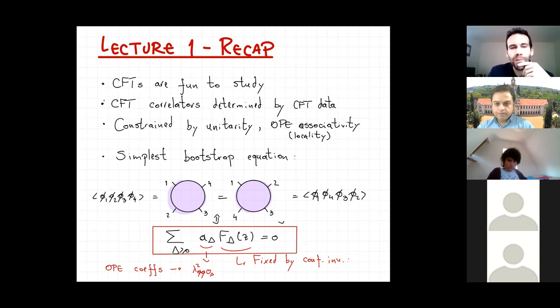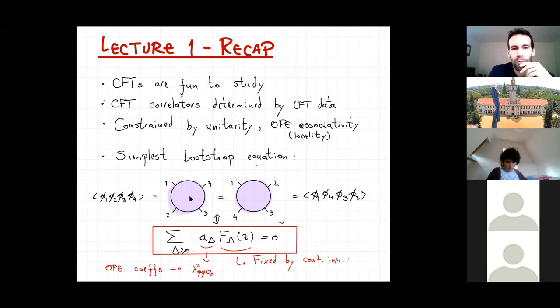And so in the simplest case, these constraints lead to a bootstrap equation. So if I look at the correlator of four identical scalar fields at points 1, 2, 3, 4, then since I can swap the positions of fields, this should be equal to this. And so I have these two representations of the correlator, and equating these representations, together with the OPE, leads to an equation which looks like this.